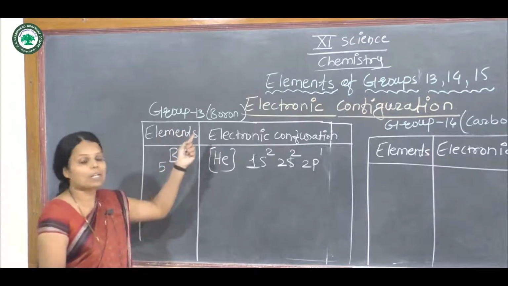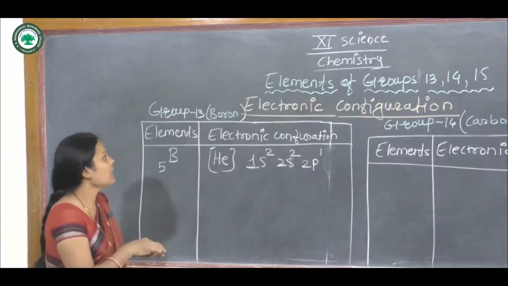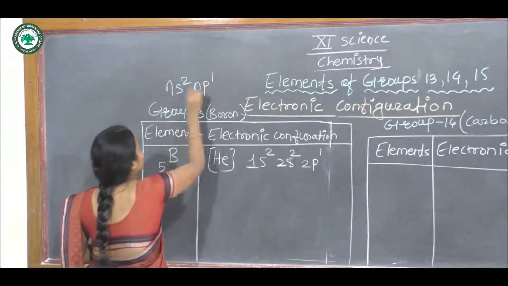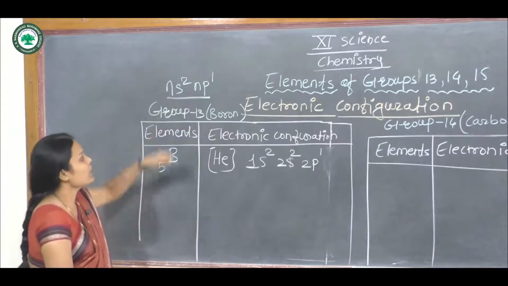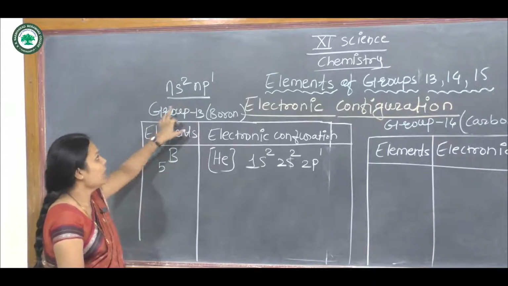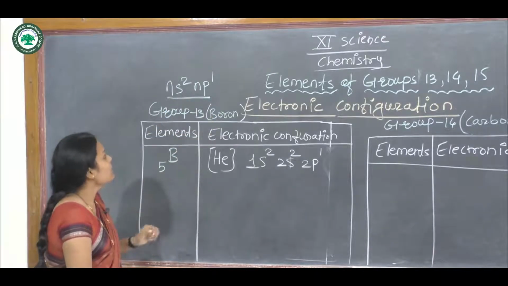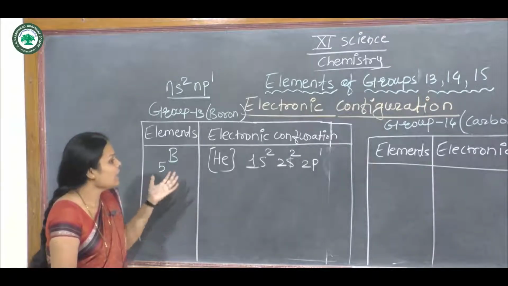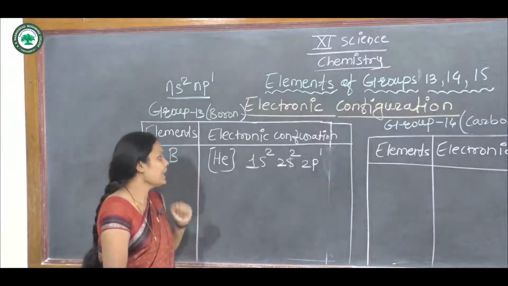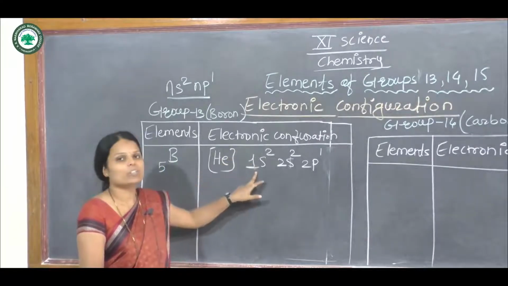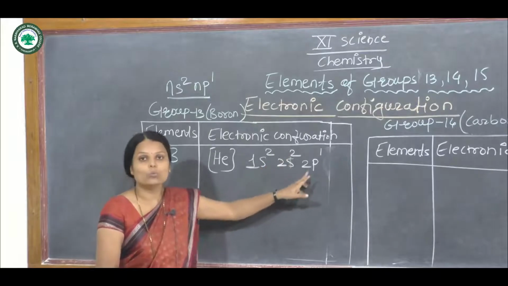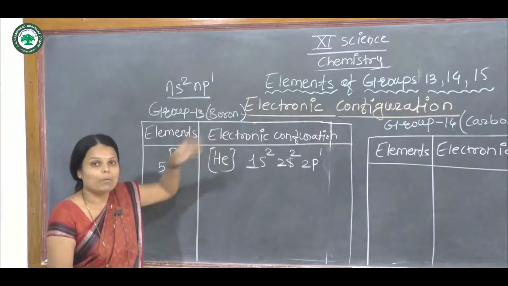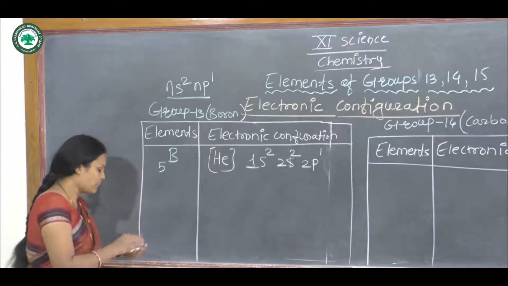The group 13 boron family has the general electronic configuration ns2 np1. In this group 13, the first element is boron, with atomic number 5, represented by helium, and its electronic configuration is 1s2, 2s2, 2p1, because the general electronic configuration is ns2 np1. Now the next element is aluminium.